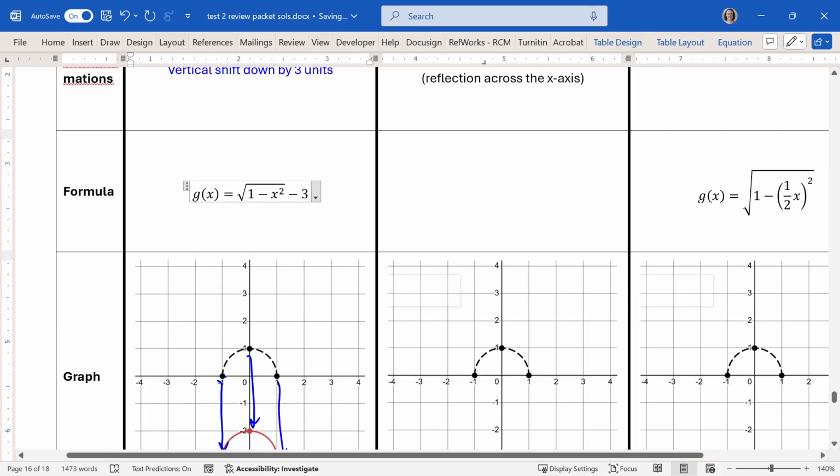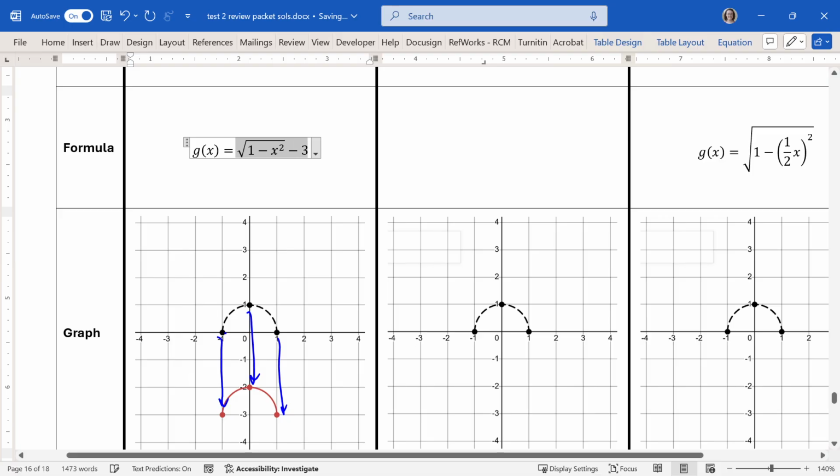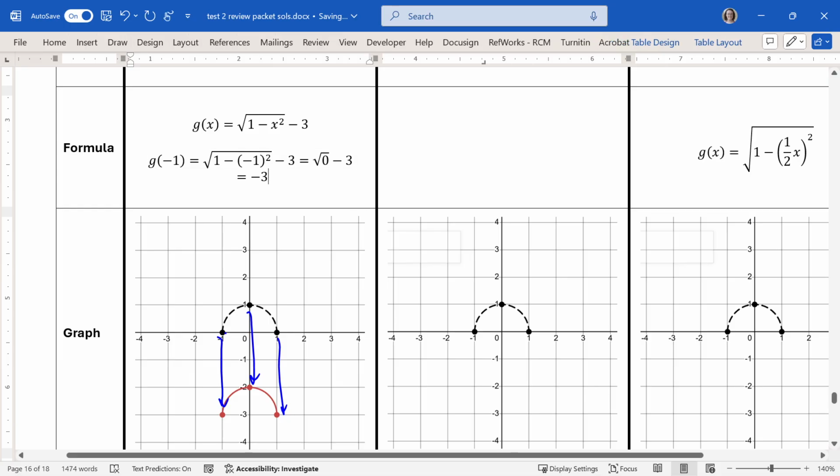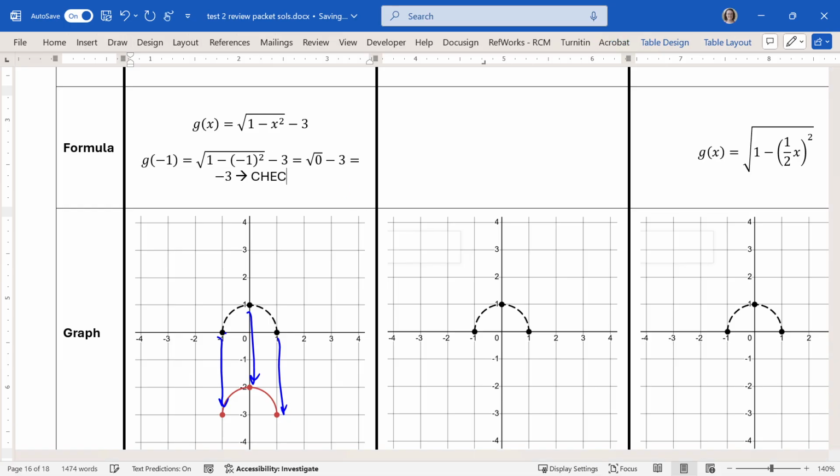And now you can always check this by plugging in points. Try plugging in these 3 red points down here. When you plug in -1, you want to get -3 because that's where the point goes. So let's see, does it work? 1 minus (-1) squared, minus 3. What do I get? Inside the square root, I'm getting 0, I think. And then I have the -3, so that's just -3. I got the right answer. So check, this worked.